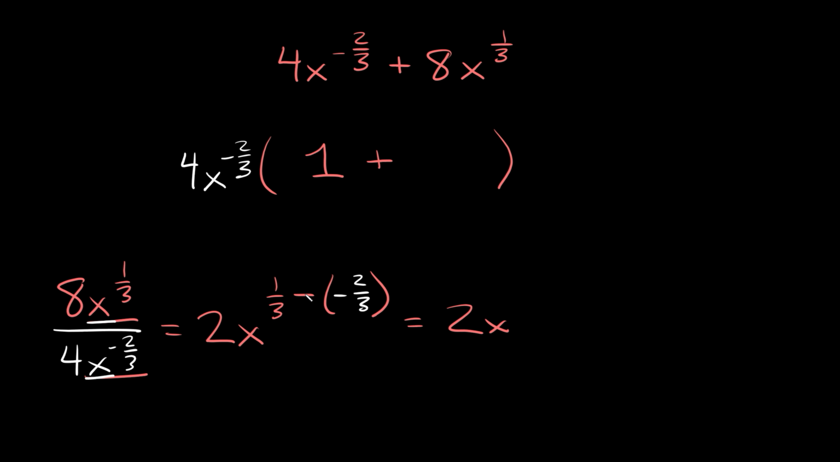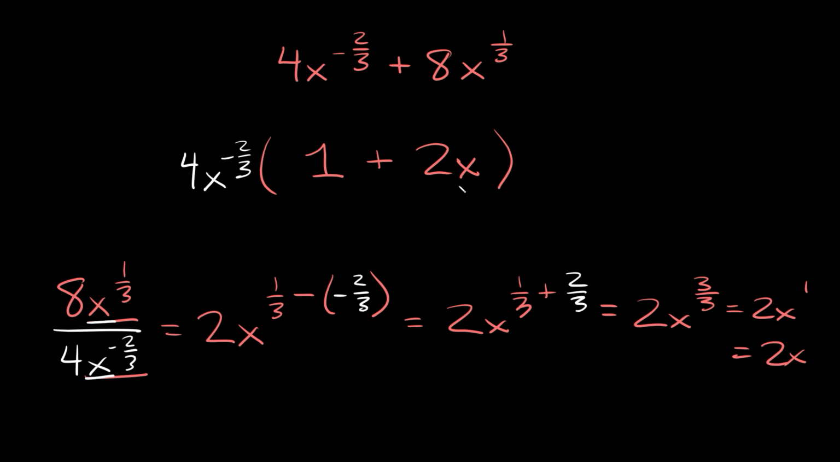And then here, subtracting a negative is the same thing as adding, right? So we're going to have 1/3 plus 2/3. So this is going to be equal to 2x, and then on top, 1 plus 2 is equal to 3. So we get 3 over 3, which is equal to 2x raised to the first power, or simply just 2x, all right? So then here, we're going to have 2x.